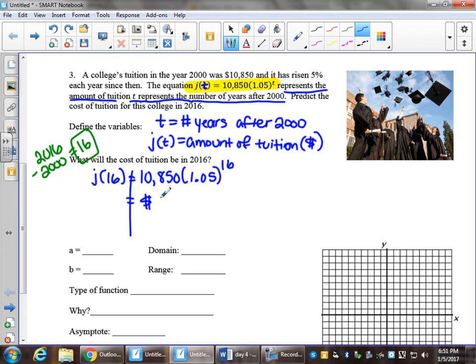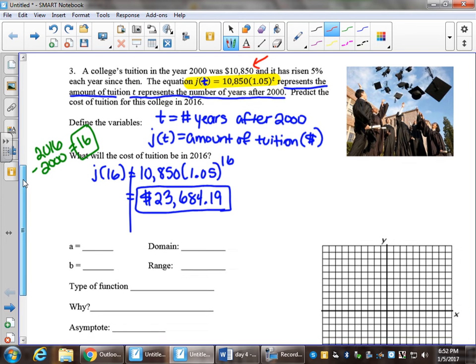I got $23,684.19. I'm going to round that to 2 decimal places because we're talking money. If we compare, in 2000, tuition was roughly $1,100. In 16 years, notice the jump from 10,850. 16 years later, it is now costing $23,684 to go.